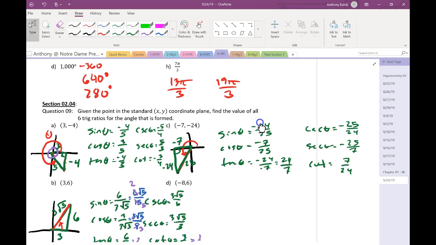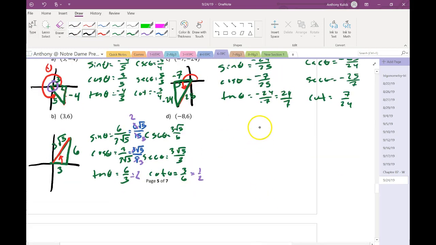And my last one for this section is negative 8, 6. So if I draw that, it's somewhere 8 to the left and then 6 up. So there's my angle. To make my triangle, I always draw to the x-axis. So I went negative 8 units to the left and then 6 units up. If I do the Pythagorean Theorem on this, I get 10 for the hypotenuse. You'll just have to take my word for it. I did it in my head.